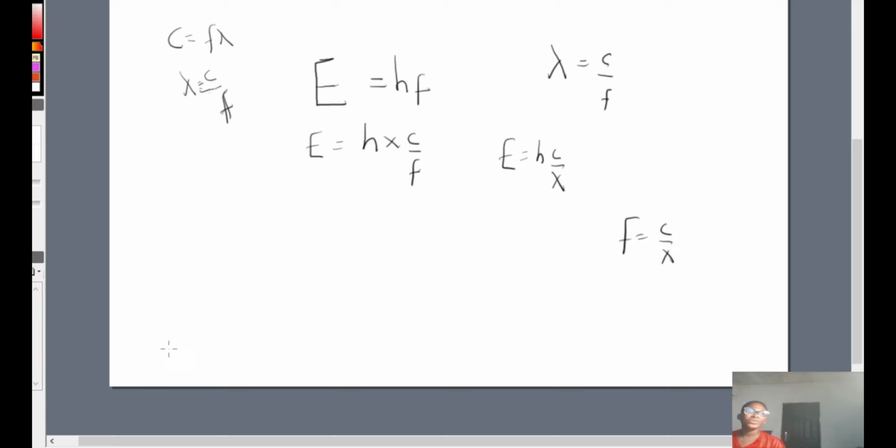So what energy were we given? We're given the energy. We have E, which is also equal to the energy at the excited state minus the energy at the ground state, and that is also equal to hc over lambda.